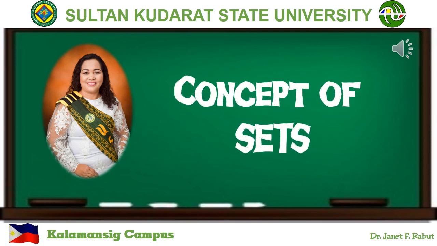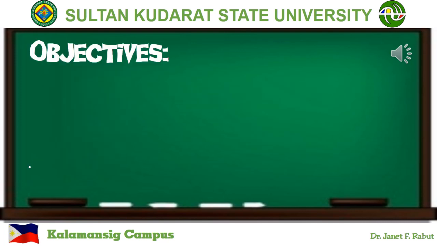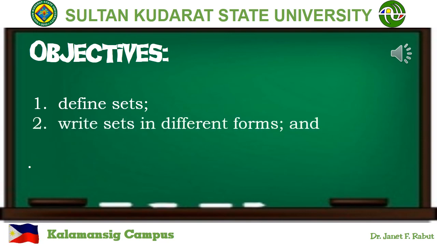Before we will start, let us forget everything we know about numbers, or let us forget that we know what a number is. Instead of math with numbers, we will now think about math with things or objects. By the way, the objectives of our lesson for today: number 1, define sets. Number 2, write sets in different forms. And number 3, name the different types of sets.